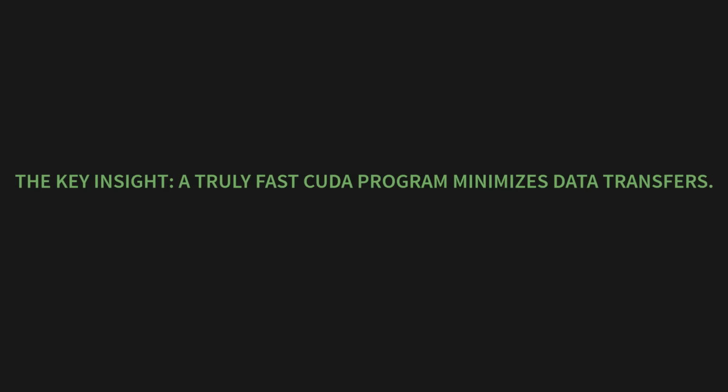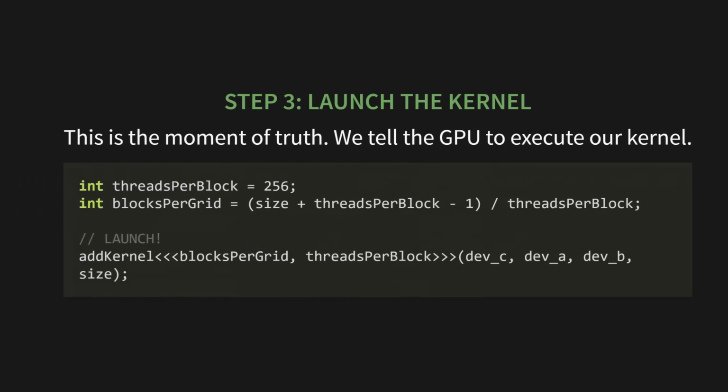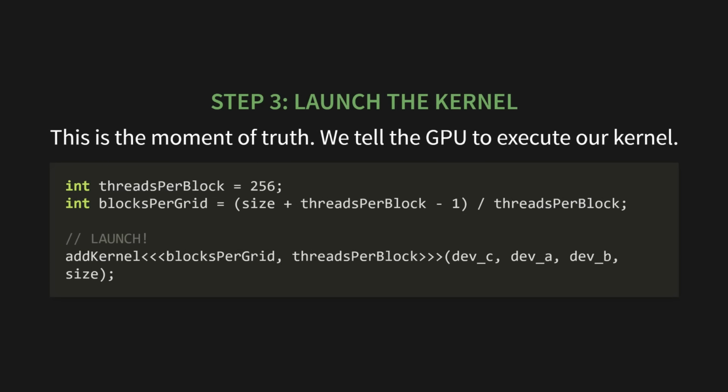So here's the key insight. A truly fast CUDA program minimizes data transfers. You want to send data to the GPU once, run as many kernels as you can, and only copy the final result back at the very end. Okay, back to the plan. Step 3. Launch the kernel. This is the moment of truth.